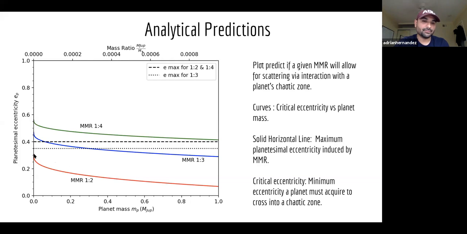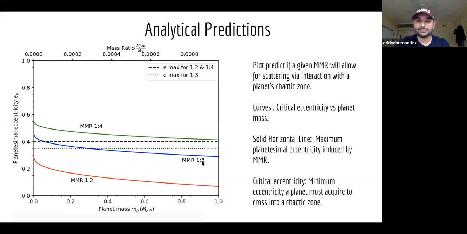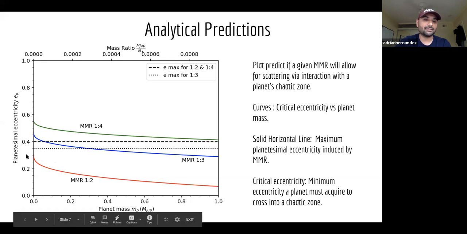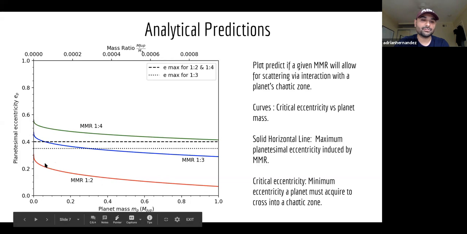And so you see here I plotted a 1 to 2 mean motion resonance, 1 to 3, and 1 to 4. And the way you want to read this is, well, first we look at what is the maximum eccentricity that a planetesimal can gain when in mean motion resonance of a certain type. And we saw on the previous screen it was about 0.4. Well, we see that the critical eccentricity needed to enter the chaotic zone for this 1 to 2 mean motion resonance is actually lower than that.